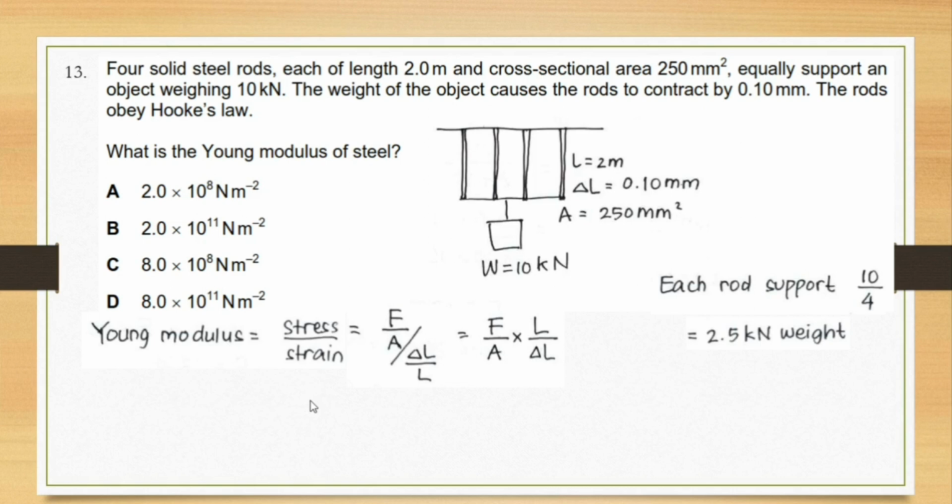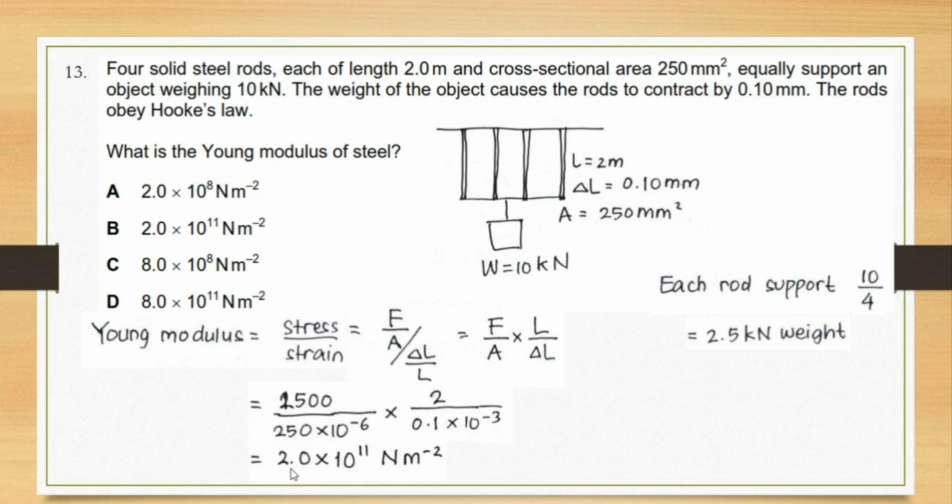So I can calculate F to be 2500 newtons divided by the area. It is 250 millimeters squared, or you have to convert to meters squared, multiplied by 10 to the minus 6, multiplied by L, which is 2 meters, divided by the delta L. You have to convert into meters also. So the Young modulus, we calculate it to be 2 times 10 to the 11 newton per meter square. So the answer is B.